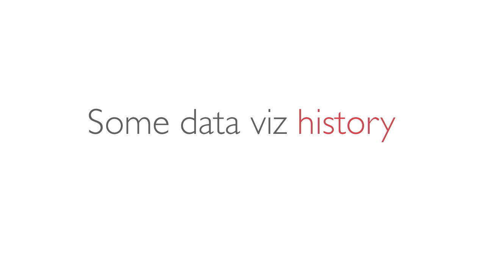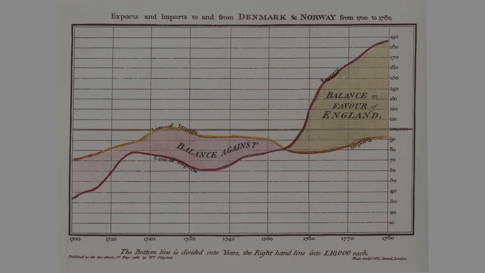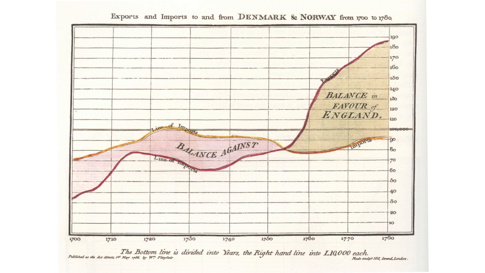So a little data viz history. Human beings have been creating visualizations for a very long time. The earliest examples are usually geographic maps. This is one of the most popular sort of infographic style data visualizations, done by someone named William Playfair in the 18th century, where he shows how imports and exports changed dramatically for a region when the political climate changed.